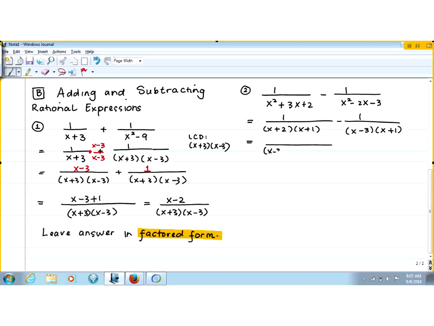Okay, so let's rewrite them in terms of the LCD. x minus 3, x plus 2, x plus 1. Yes. This is x minus 3, x plus 2, x plus 1. All right, so what's missing on the first term? x minus 3.